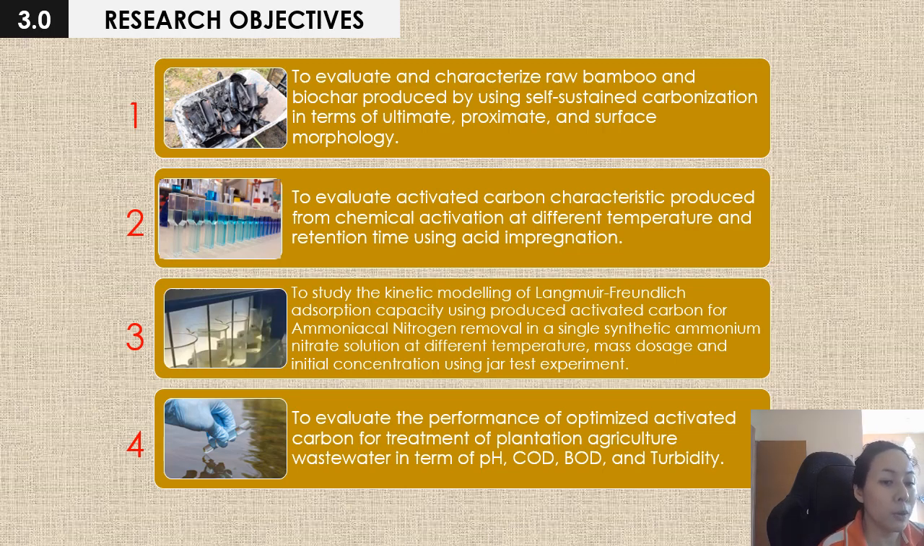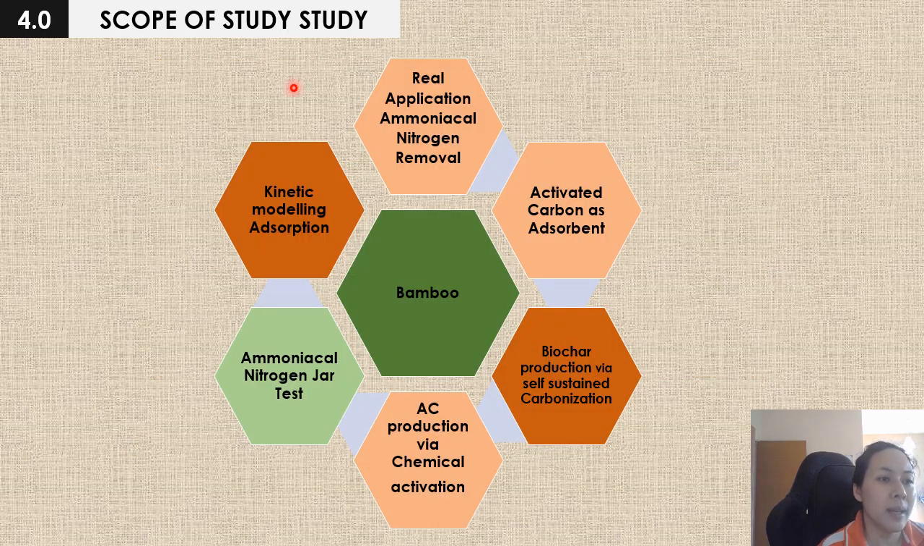And then to evaluate the performance of this optimized activated carbon for treatment of plantation agriculture wastewater in terms of the pH, COD, BOD, and the turbidity of the effectiveness. And in this scope, we want to see the real application, kinetic modeling, the jar test, and that one is from the application. But for the production, we want to see the activated carbon as adsorbent. We want to see the characterization from self-sustained and from chemical activation.